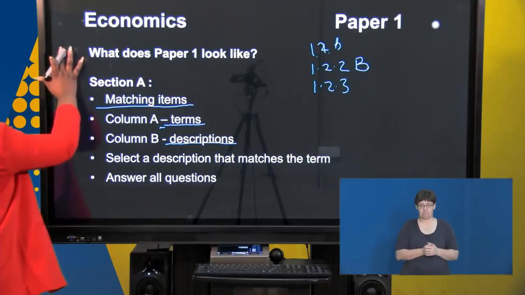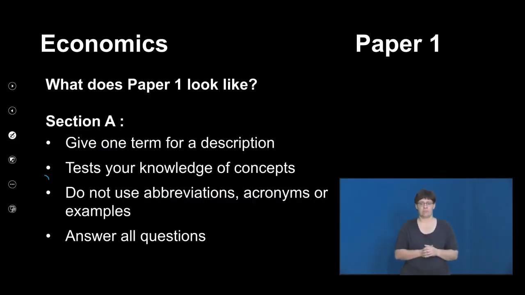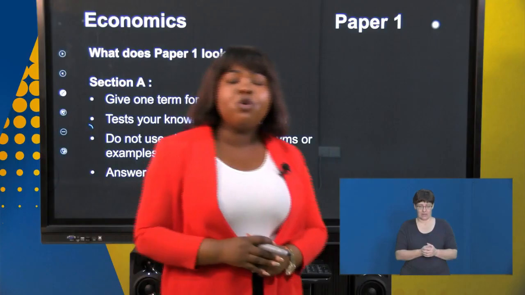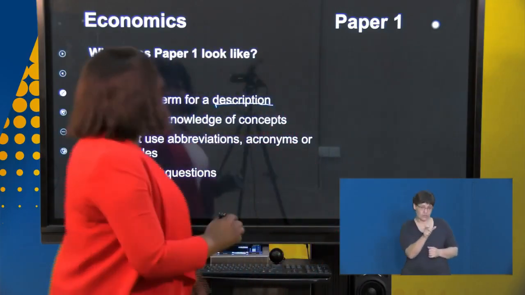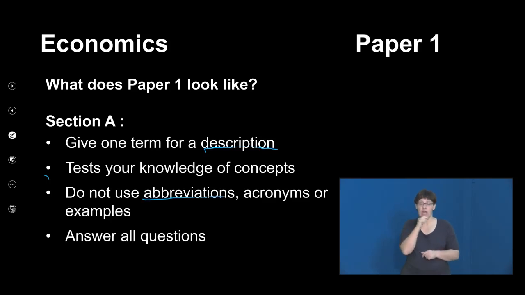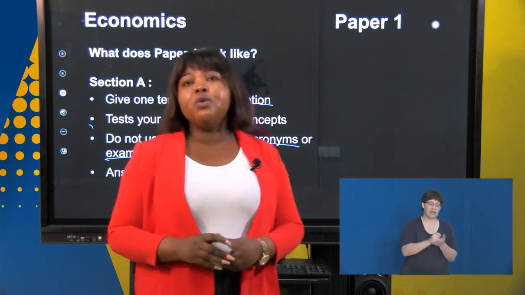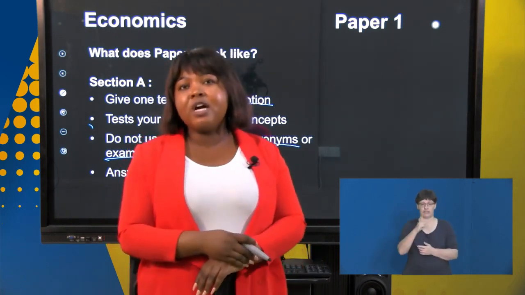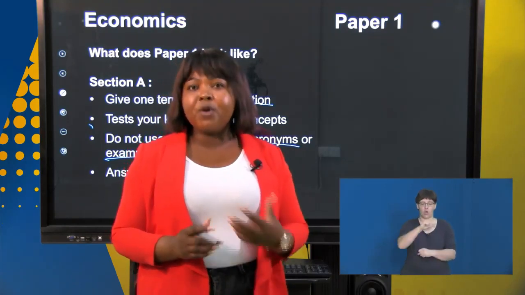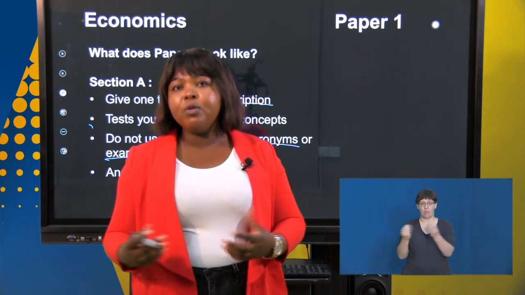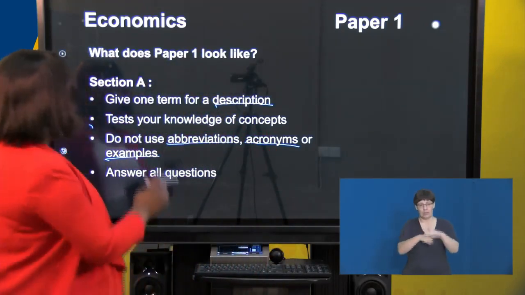We move on to question 1.3, which is give a term or a description. Here, learners, you are tested on your knowledge of terms. Do not use abbreviations or acronyms in any part of this section. You have to answer the question in full. You cannot write GDP, you cannot write GDI, you cannot write any acronyms. You are supposed to write gross domestic product, you are supposed to write gross domestic income to be able to earn full marks for this section.